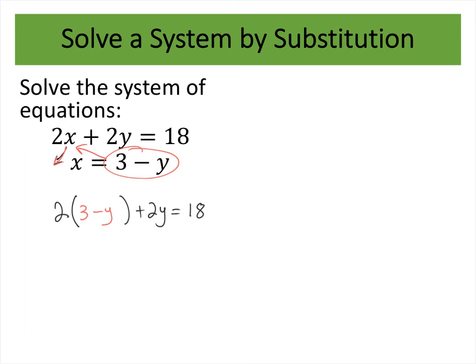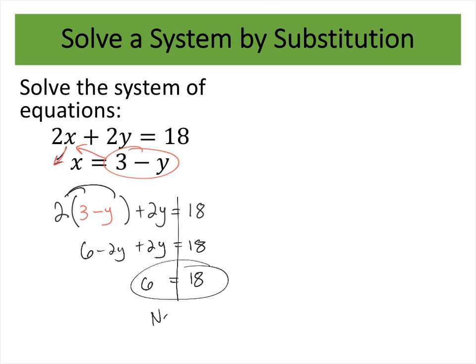Now we've substituted, we're going to solve. We reach a point that makes something that's not true. When we reach something that's not true, we say this has no solution. And if we were to graph it on a grid, we would notice that these two lines never cross. So it's really important to pay attention. When you get something strange like this, it means there's no answer.